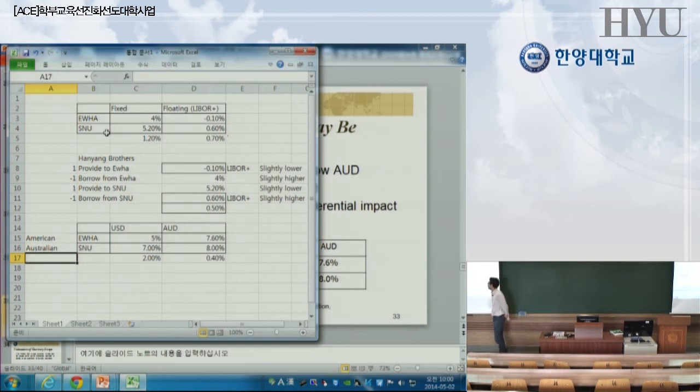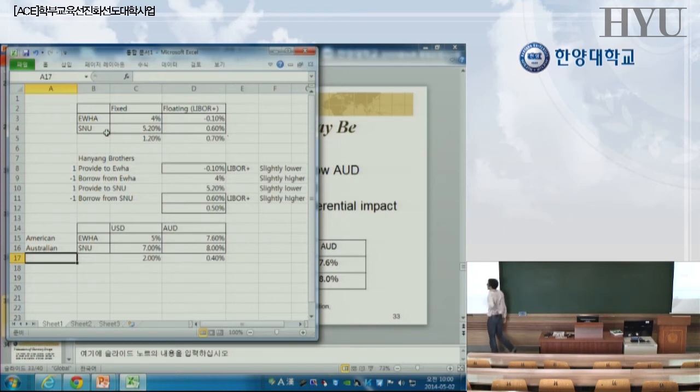Okay, and when EYU borrows money from the US market, they pay 5%. When EYU goes to the Australian market and borrows money in Australian dollars, AUD, they have to pay 7.6%. On the other hand, SNU is an Australian firm. When they go to the US market, they pay 7%. When they go to the Australian market, they pay 8%.